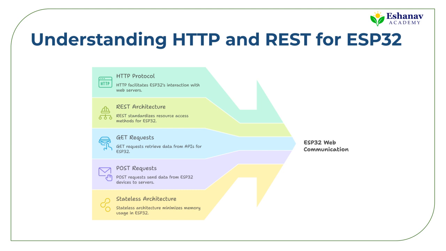HTTP is the standard protocol for transferring data over the web, and REST is a lightweight architectural style for building scalable web services. Think of REST APIs like vending machines. You request a snack with a button press, and a machine delivers it. For ESP32, a GET request is asking for data, like fetching current weather, while a POST request is submitting data, such as logging your greenhouse's sensor readings.